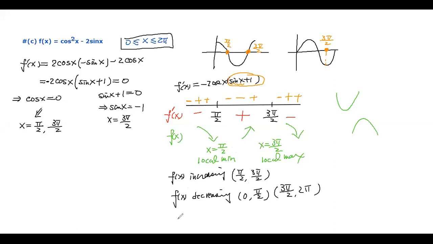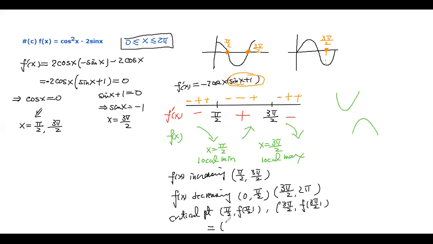And then we have our critical points. Okay, so the first critical point is pi over 2, then you put f of pi over 2. Then the second one is x equals 3 pi over 2. Then you have f of 3 pi over 2 here.